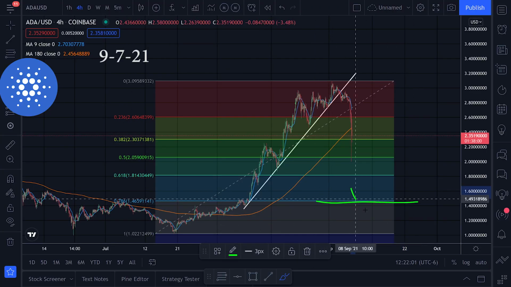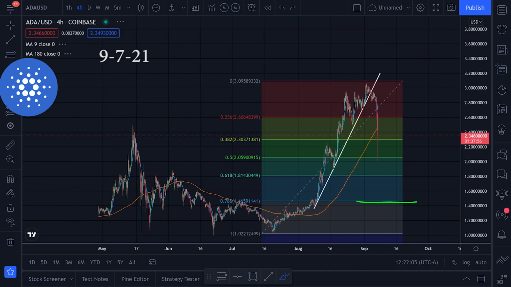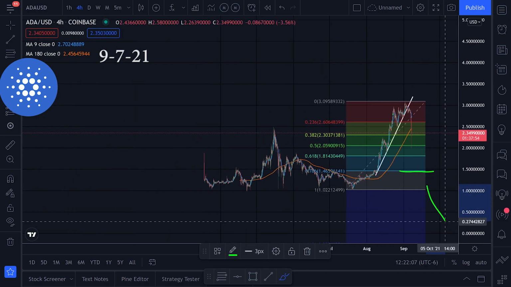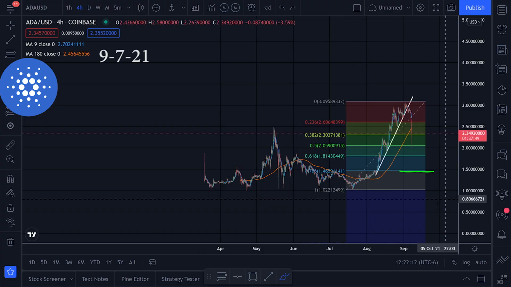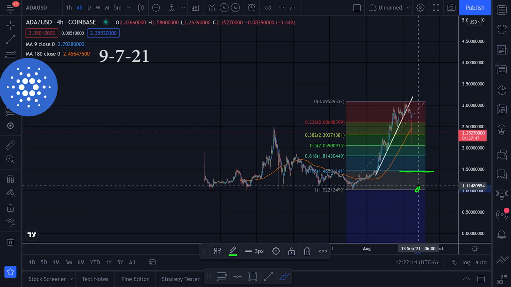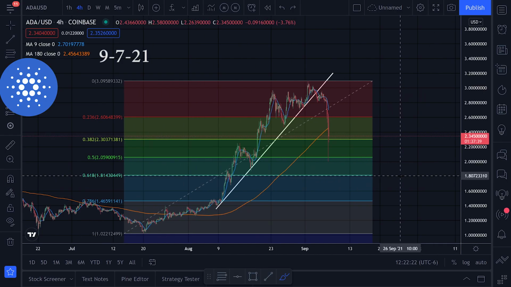If we start breaking this level, then that's when we're going to start getting worried and looking for even lower lows. We might even look for the bottom down here, which is sitting at around $1, something like that. If we break this one, we're going to get a little more worried, you know what I mean? So that's just the start of that.